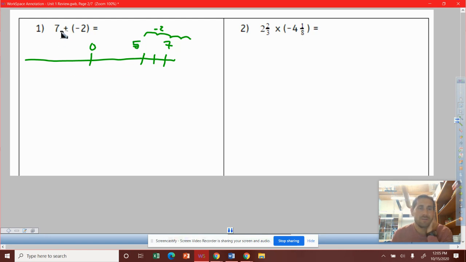So another way to do this, if you're adding a negative, that's the same thing as subtracting. So it's 7 subtract 2, you get 5. So I showed the answer a couple ways.